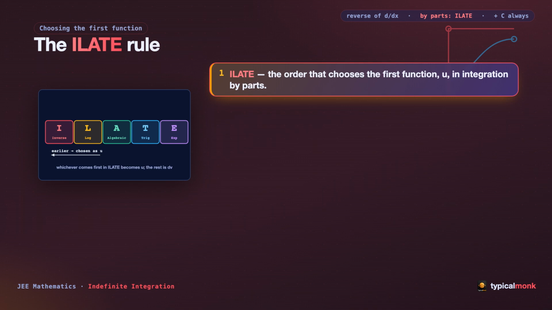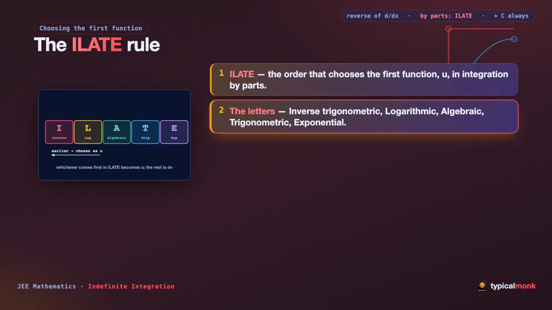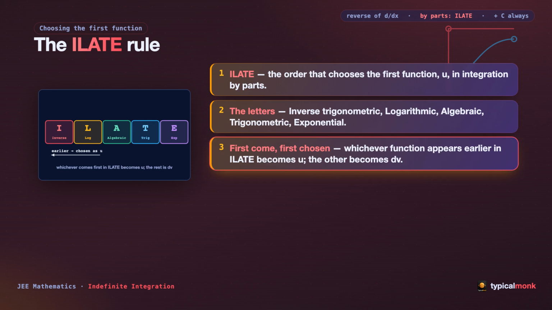Now, the picture behind the choice. The ILATE priority strip. ILATE. It is the order that chooses the first function, u, in integration by parts. The letters: inverse trigonometric, logarithmic, algebraic, trigonometric, and exponential. In that order. First come, first chosen.